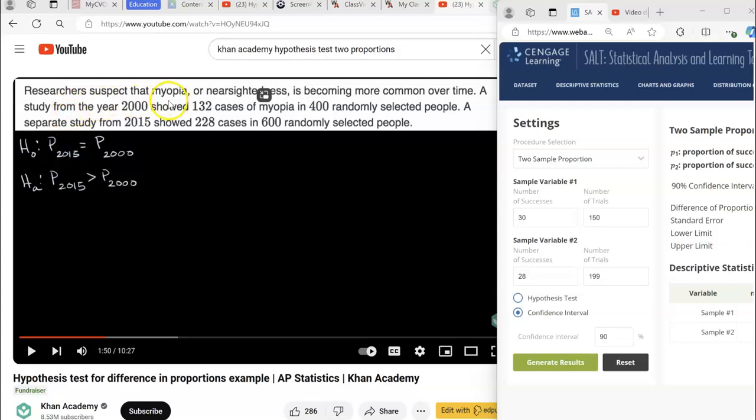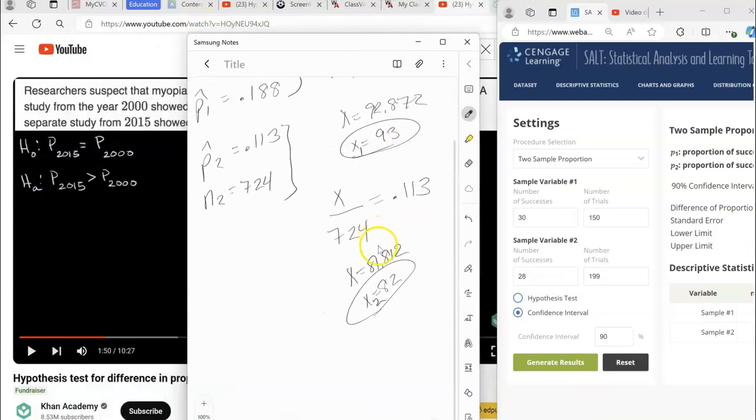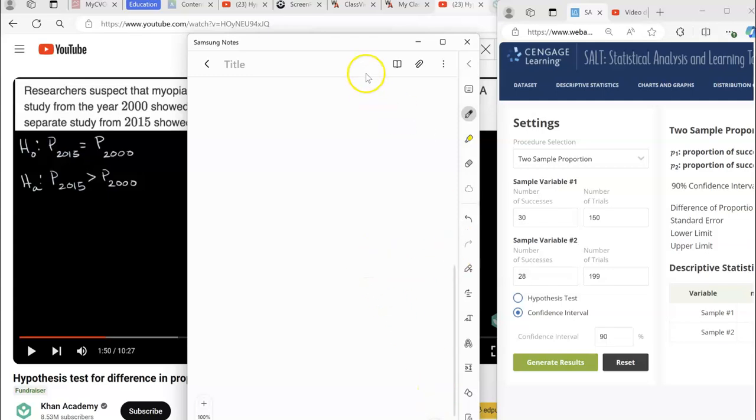Researchers suspect that myopia or nearsightedness is becoming more common over time. A study from the year 2000 shows 132 cases in 400 randomly selected people, and a separate study from 2015, which is 15 years later, shows 228 cases in 600 randomly selected people. So I'm going to pull up a piece of paper so I can write.